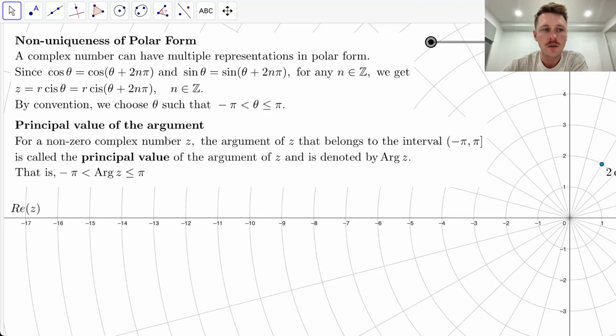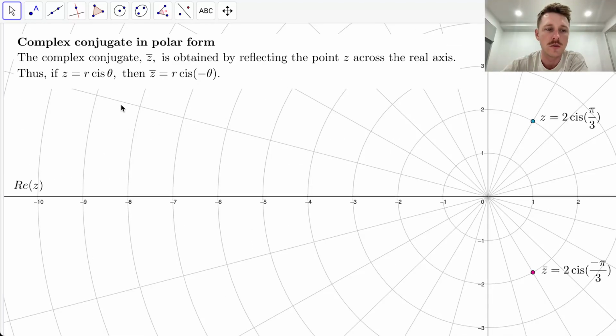Okay, let's have a look at the last thing, which is the complex conjugate in polar form. So this is pretty straightforward, I hope. The complex conjugate z bar is obtained by reflecting the point z across the real axis. So same as before, if you've got some complex number here, now in polar form, 2 cis pi on 3. We've seen in Cartesian form, it's the same. If you want to find the complex conjugate, you're reflecting across the real axis. So essentially, you are down here now. So the complex conjugate z bar is 2 cis negative pi on 3. So you just do the same thing, but you make the angle negative, and that finds the complex conjugate in polar form. So hopefully that's straightforward.